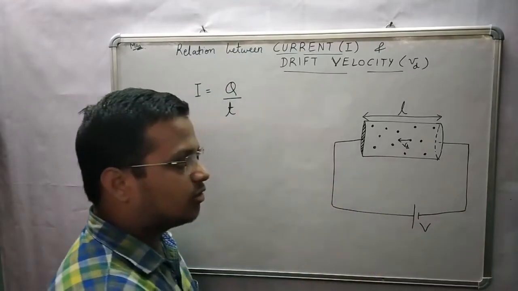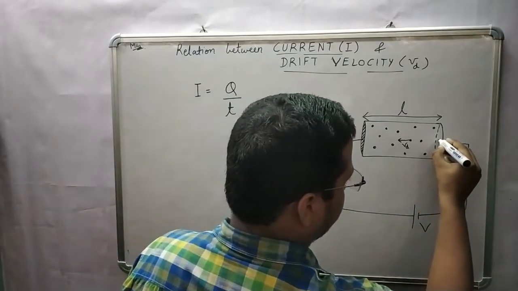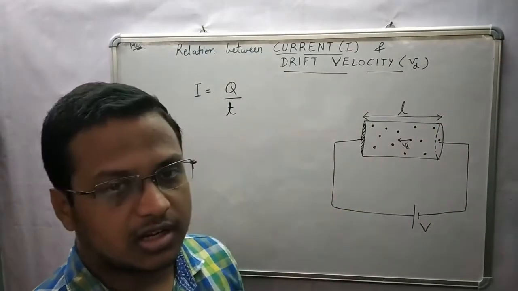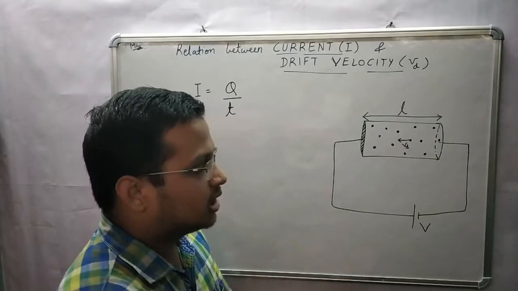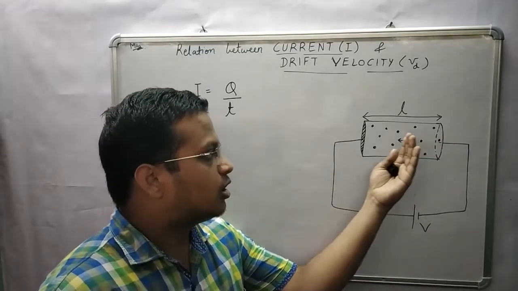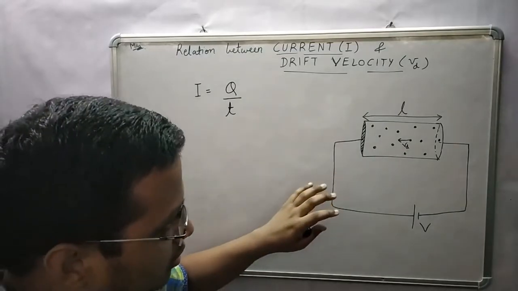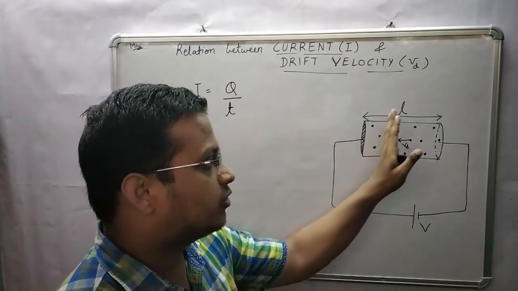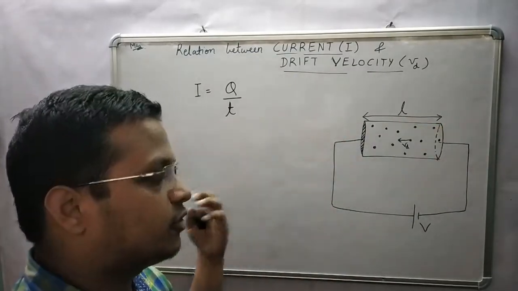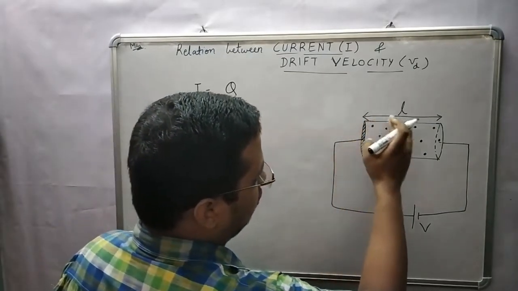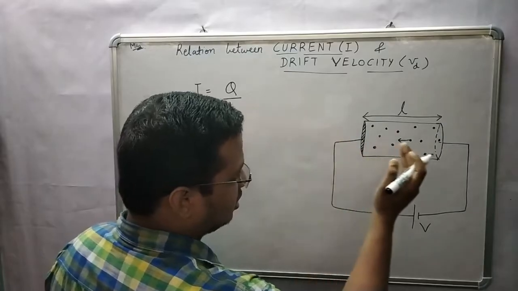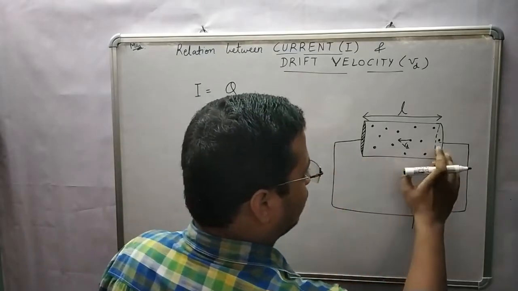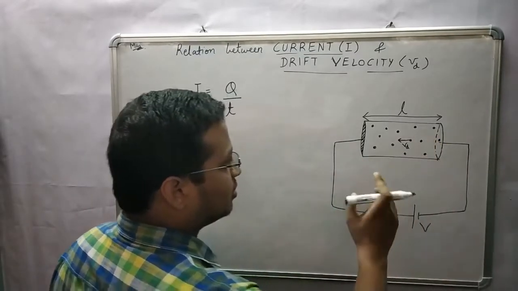In order to do that, we will consider the last free electron. Suppose there is a free electron present on this surface of the conductor. It is the last free electron. If we find the time taken for this free electron to cross the cross section, we will get the time within which all the other free electrons would have crossed. Why? Because first all the other free electrons will cross the cross section, and only then the last one will cross. So directly we are going to find the time taken by this last free electron to cross the cross-sectional area.